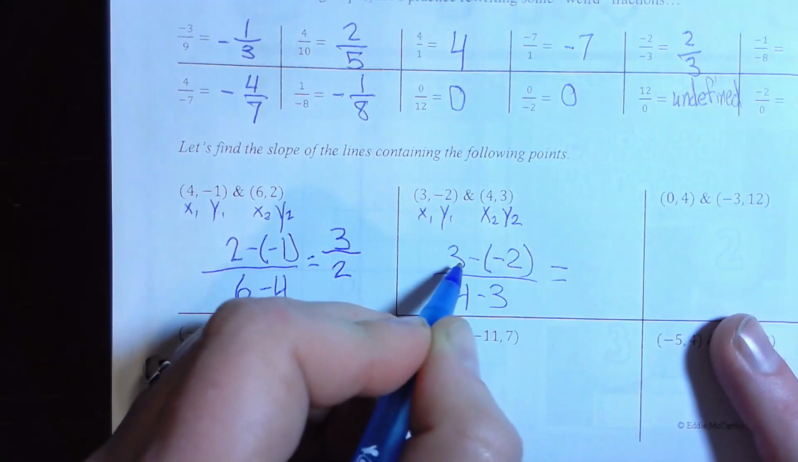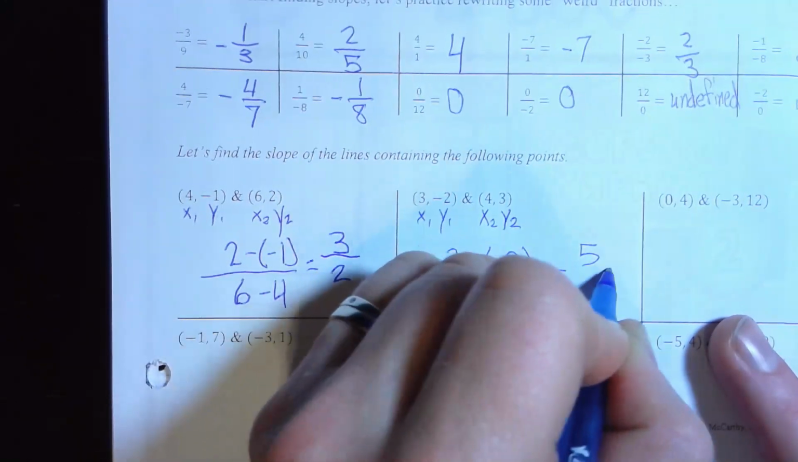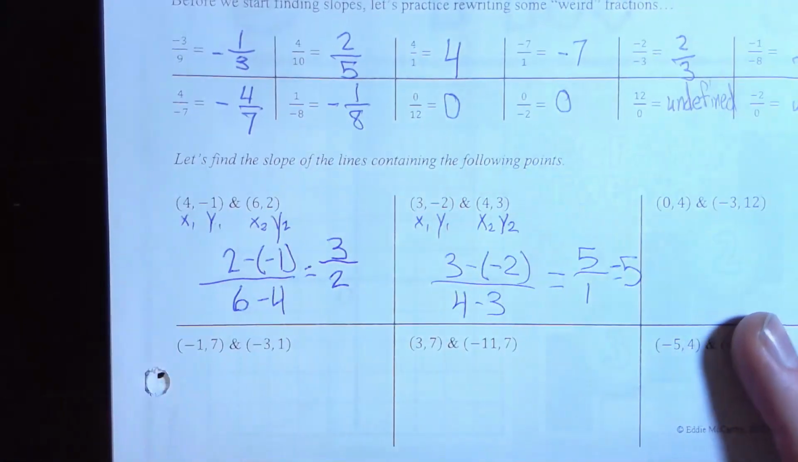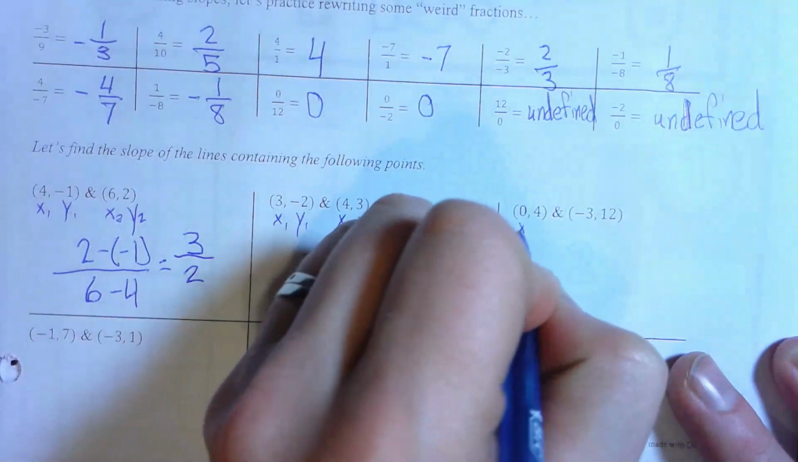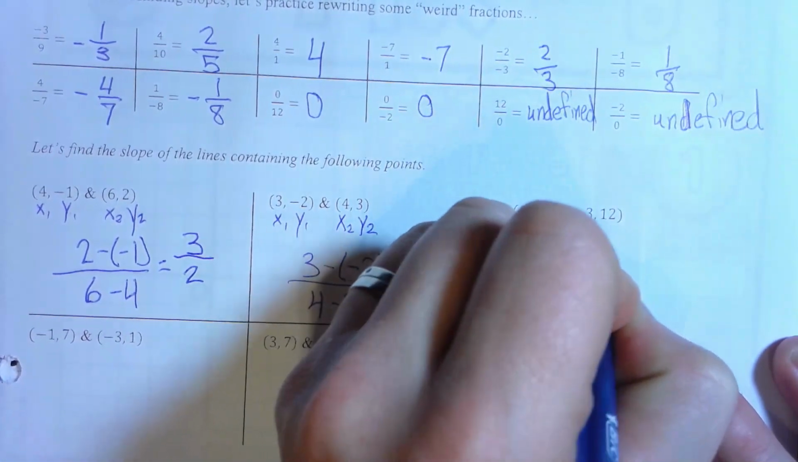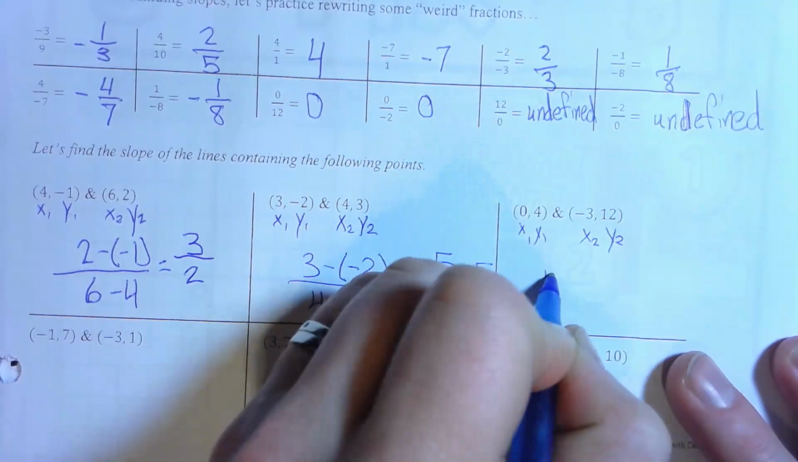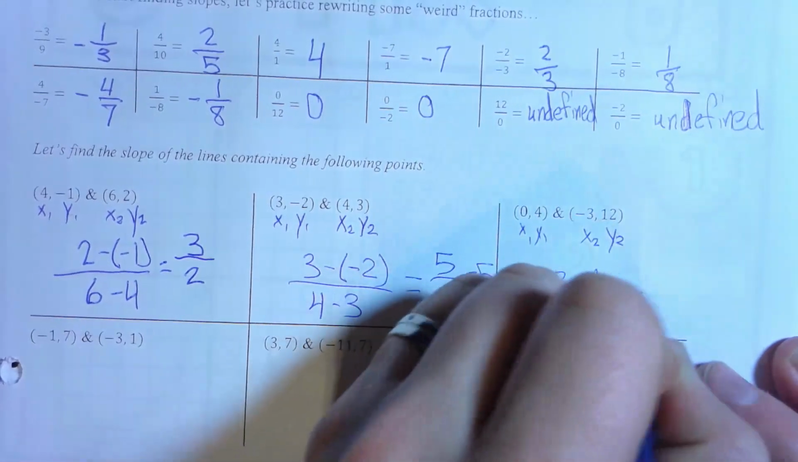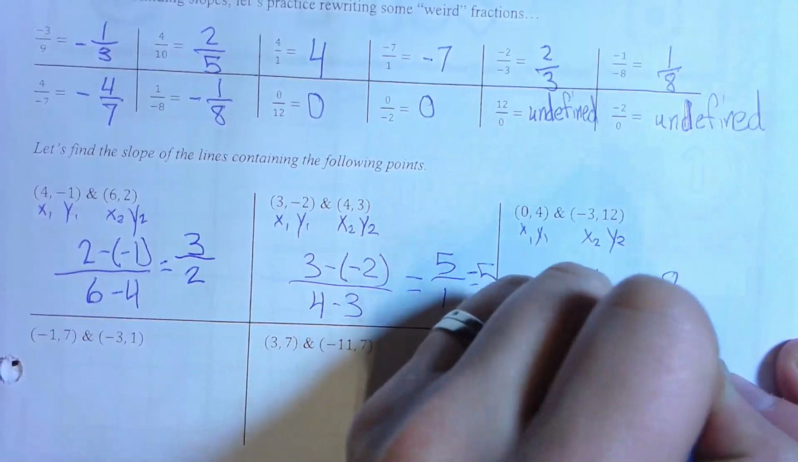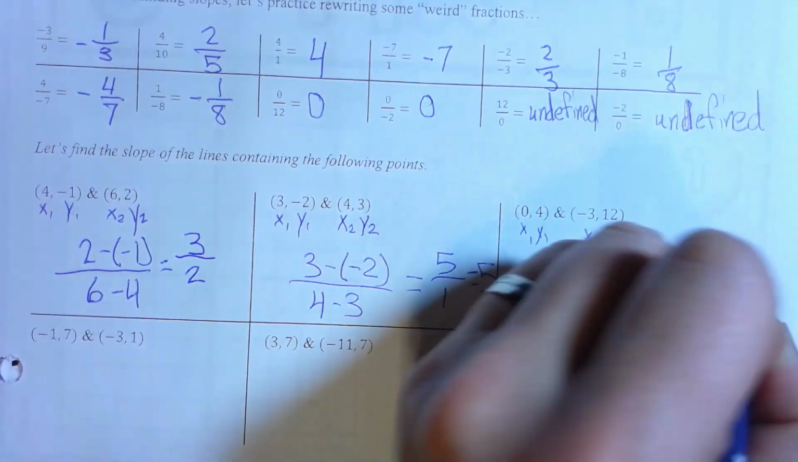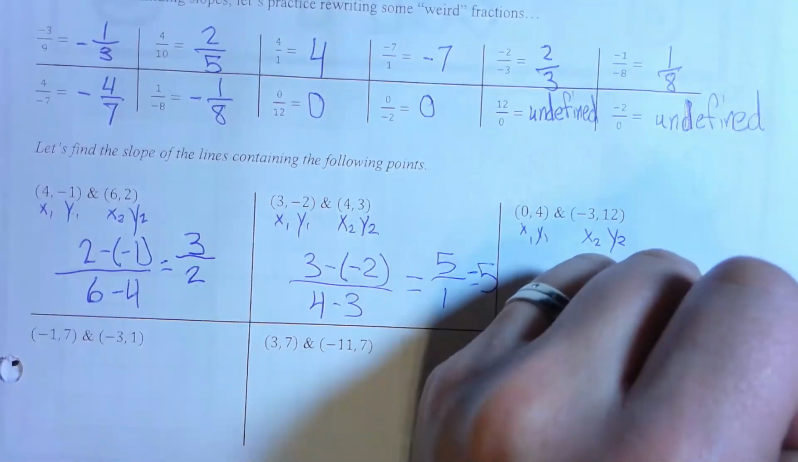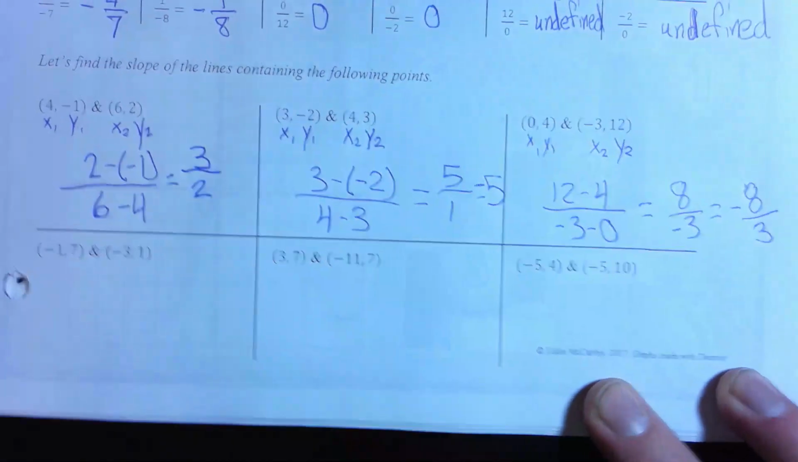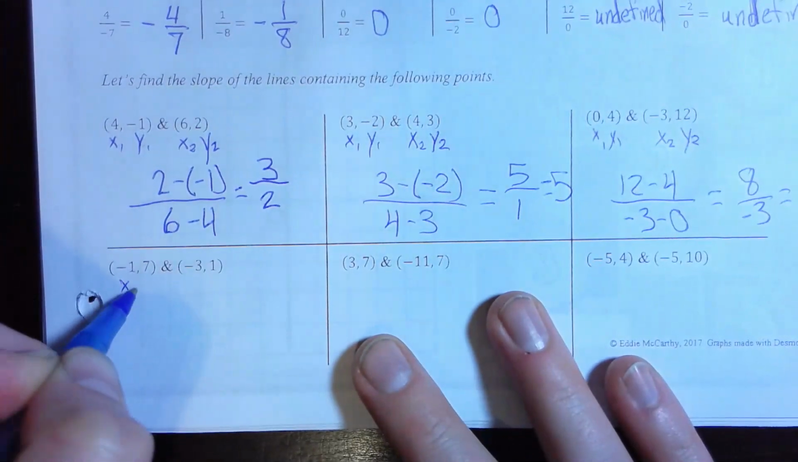3 minus a -2 is like 3 plus 2, which is 5. 4 minus, that's 5, okay, simplifies to 5. Moving on, x1, y1, x2, y2. 12 minus 4 divided by -3 minus 0. 8 divided by -3. We could call that -8/3. Move that out front. Although it looks like I just put that with the 8, but whatever.